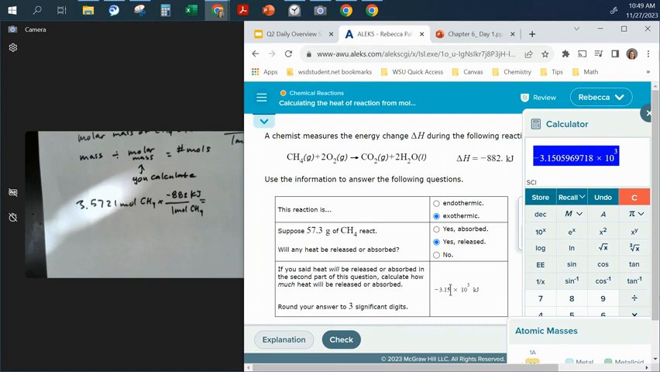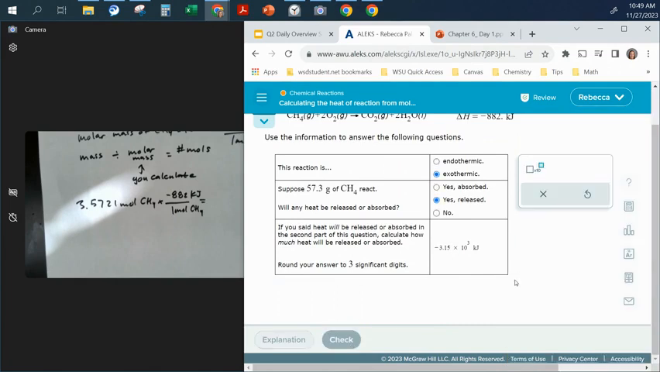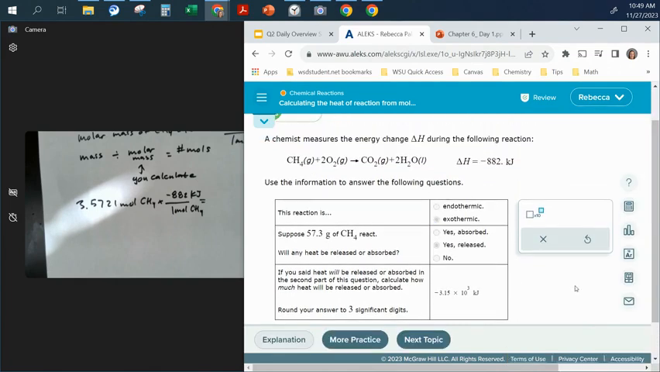One, 2, 3 sig figs. Okay. Questions on that? So this one's exothermic. I'm going to keep the negative sign. That makes sense to me.